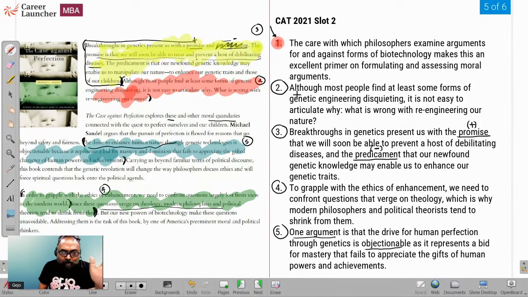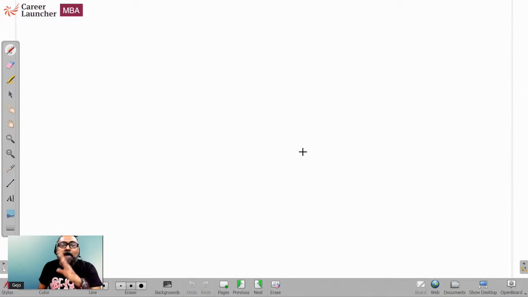Okay, let me actually open a page and help you understand. 1, 2, 3, 4, and 5. The odd sentence can be number one, right? The odd sentence can be the second sentence. The odd sentence can be the third sentence. The odd sentence can be the fourth sentence. The odd sentence can be the fifth sentence. Okay, let's start from here. The odd sentence is actually the fifth sentence.